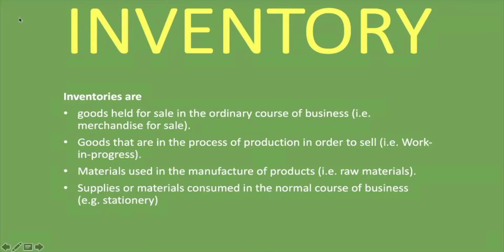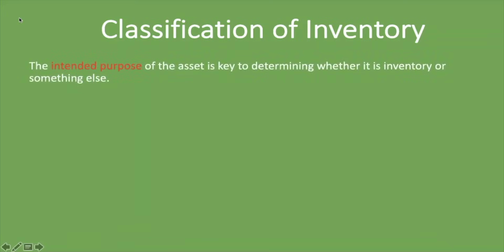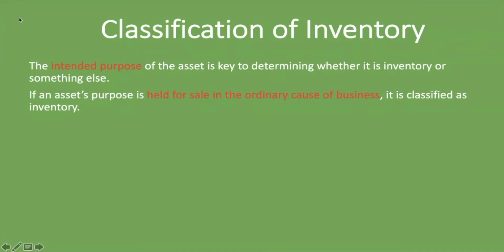Now that we know what inventory is, let's look at the classification of inventory, which is very key to understanding inventory well. The intended purpose of the asset is key to determining whether it is inventory or something else. And that is very important. What is the intended purpose of the asset that you have? If an asset's purpose is held for sale in the ordinary course of business, it is classified as inventory. And that's also very important. So what I've highlighted here in red, the intended purpose is what will determine what it is classified as.